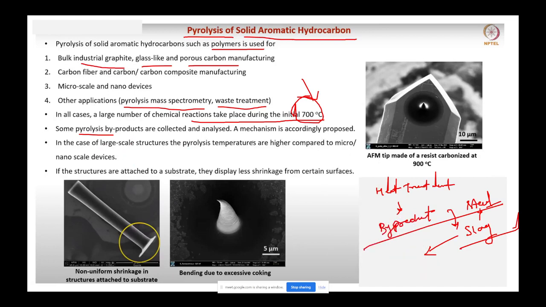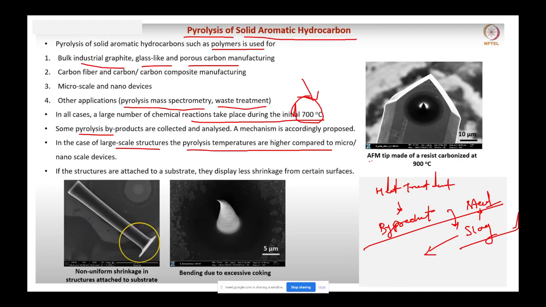Okay, fine. So a mechanism is accordingly proposed in case large scale structure pyrolysis temperatures are higher compared to the micro nanoscale device. If the structures are attached to a substrate, they display less shrinkage from the surface. Okay, yeah. So this is a very good example.